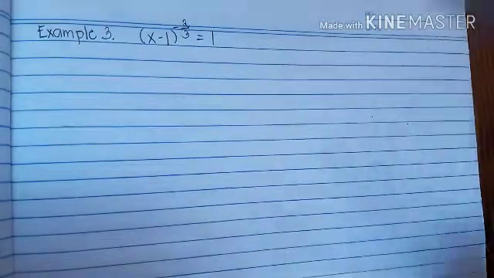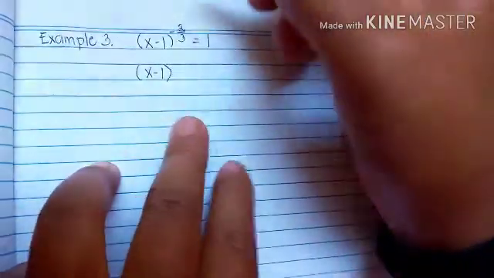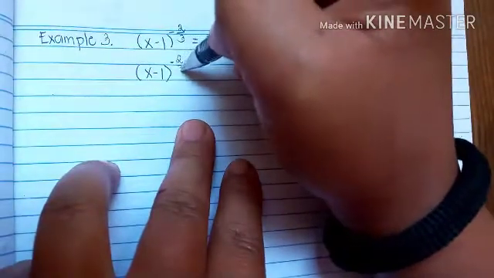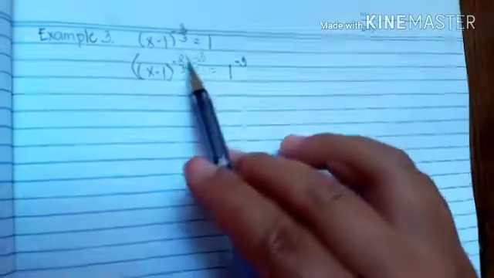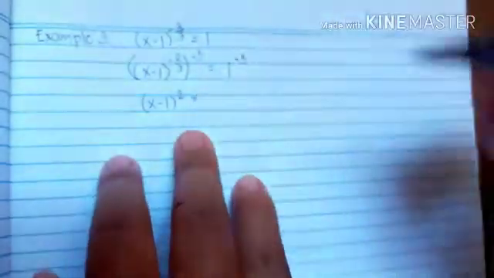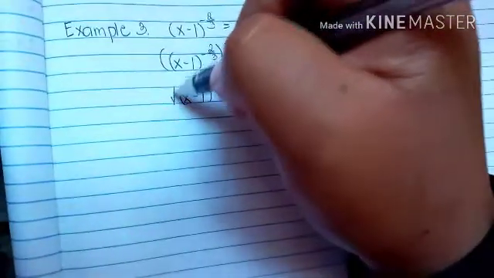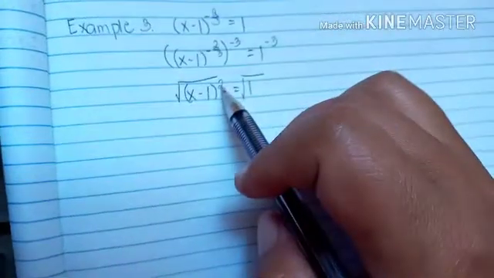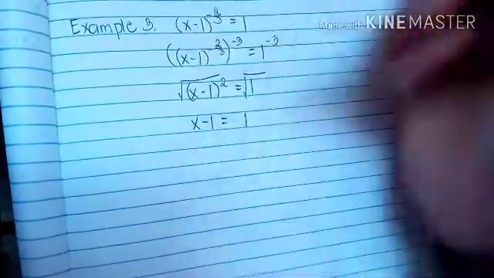Now for example number 3, we have here a binomial raised to a fraction. That would be x minus 1 raised to negative 2/3, raised again to negative 3, equal to 1 raised to negative 3. Now if we multiply this, that would become x minus 1 squared, and 1 raised to negative 3 is 1. We now take the square root of both sides to remove the square here. So that would be x minus 1 is equal to, you might say, 1.